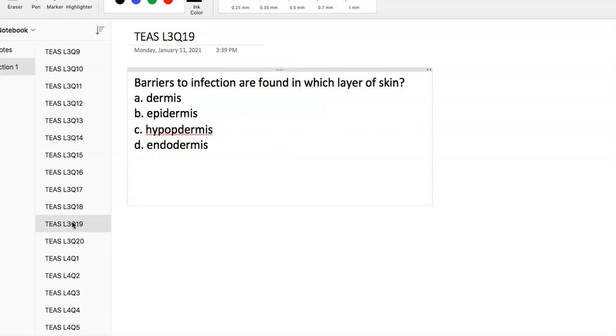Question 19. Barriers to infection are found in which layer of the skin? And that is the epidermis. Answer choice B. The epidermis functions as a barrier to infection. The dermis is the location of sweat glands and nerve endings. The hypodermis contains blood vessels and adipose tissue. The endodermis is the central layer of cortex in land plants. So there's some info on those four. You want to be familiar with all of them.